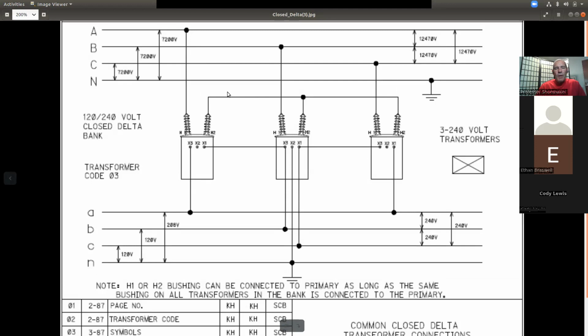So temporarily, if you need to open or close switches on a closed delta, you can put a temporary ground in. Open and close all the switches that you want to for whatever you need to do, and then take that ground back off. You're unfloating the neutral. And then when you're finished, when all 3 switches are closed or all 3 switches are open, you can refloat it again.